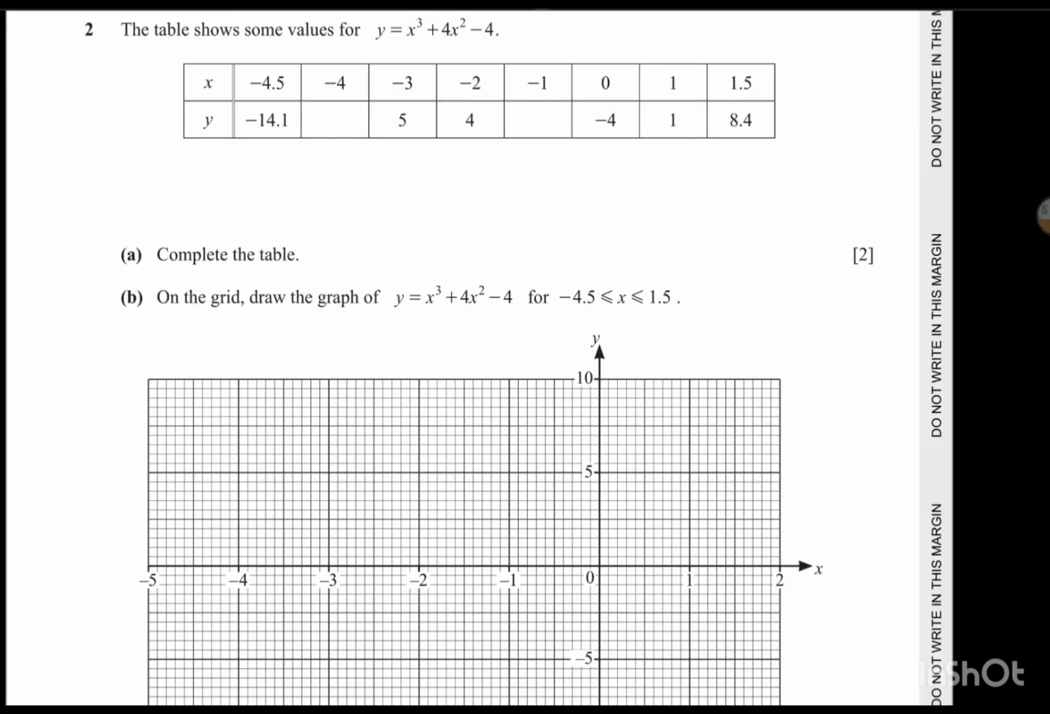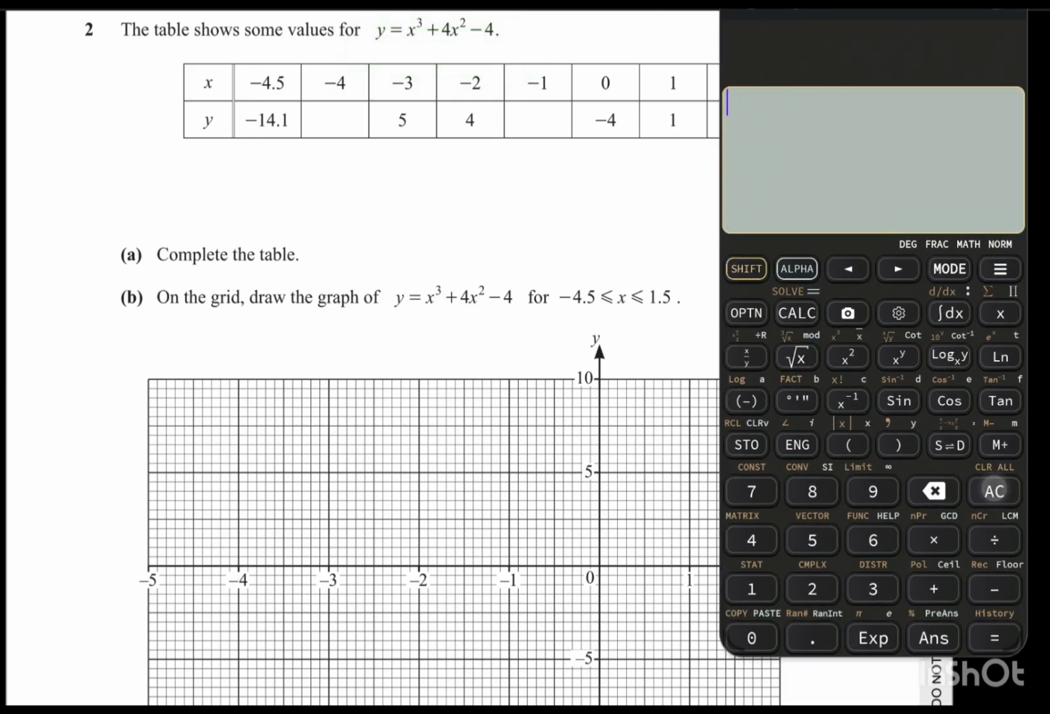Question number 2. The table shows some values for y is equal to x cube plus 4x square minus 4. So this is the table given to us. This is the table where all the x values are given. Y values are missing, 2 y values. We need to find them. So let us take this equation and find them.